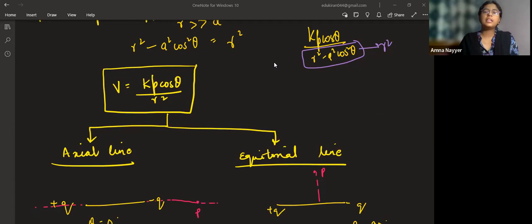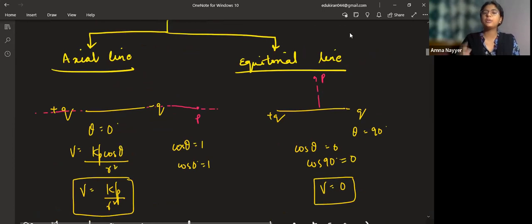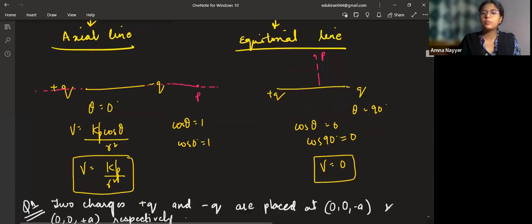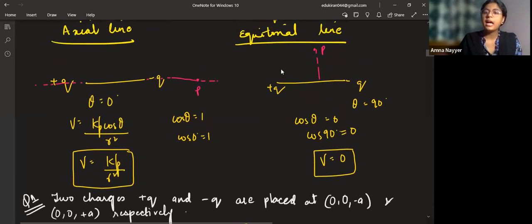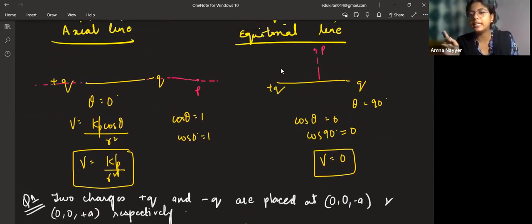All right. So in the last class, we had completed till dipole and how the potential varies with dipole. This was the formula which we had obtained: V is equal to Kp cos theta by r squared. This is the generalized formula. For the axial line, we put theta as 0 degrees, so the formula comes out to be Kp by r squared. And in the equatorial line, when you put theta as 90 degrees, cos 90 degrees is 0, so the potential comes out to be 0. So that was all about potential.